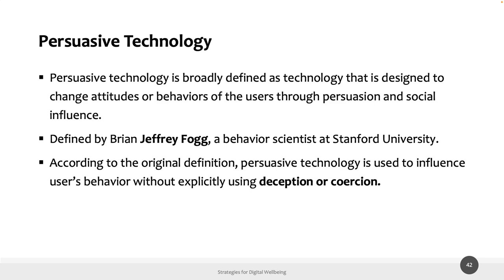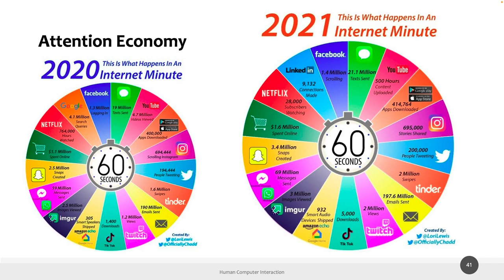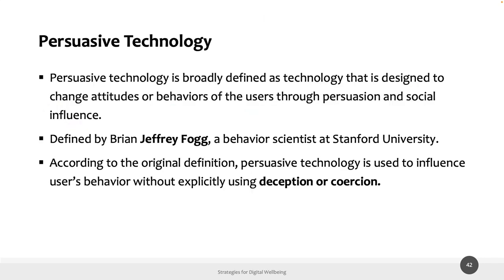So there is a general strategy here that is adopted by contemporary tech companies to make users increase these numbers. And it's the usage of persuasive technology. So persuasive technology can be defined as a technology, as a tool, as a strategy that is designed to change some attitudes or behaviors of the users through persuasion and social influence, and in particular, exploiting some psychological theory. It was defined by Jeffrey Fogg, a behavior scientist at Stanford University.